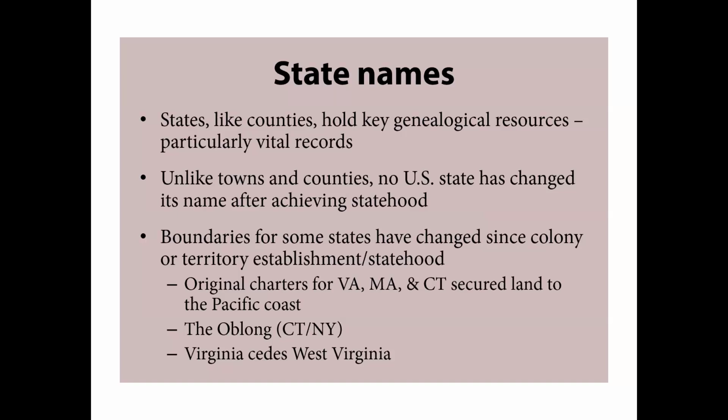States and counties hold genealogical resources, particularly vital records. Unlike towns and counties, no United States state has changed its name after achieving statehood. Boundaries for some states have changed since the colonies or territorial establishment and statehood. Original charters for Virginia, Massachusetts, and Connecticut secured land along to the Pacific coast. In fact, the oblong between Connecticut and New York, and Virginia ceding land to West Virginia.